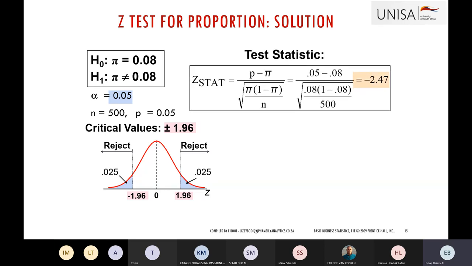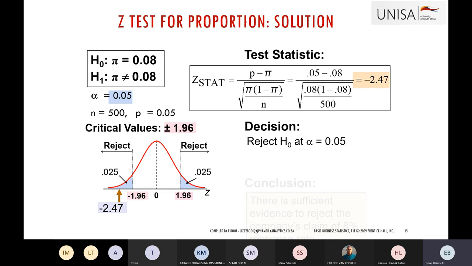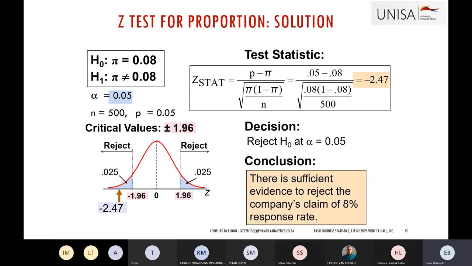Step number five is to calculate the test statistic. Substituting the values into the formula, our p is 0.05, our population proportion is 0.08, divided by the square root of 0.08 times 1 minus 0.08, divided by 500. Solving the whole equation, we get negative 2.47. Since it is negative, it falls inside the rejection area. Therefore, we reject the null hypothesis at alpha 0.05, and we conclude that there is sufficient evidence to reject the company claim of an 8% response rate.